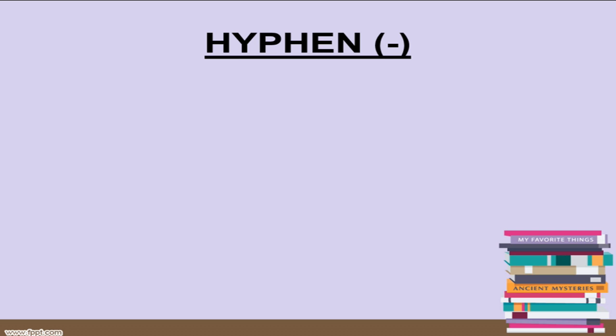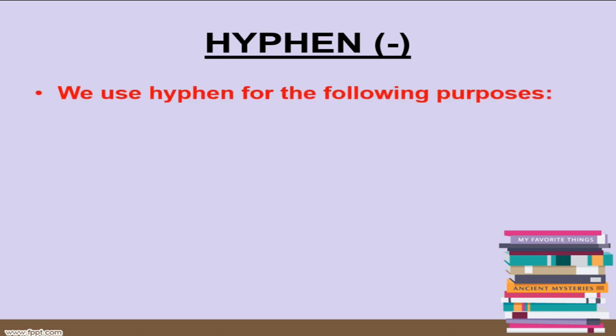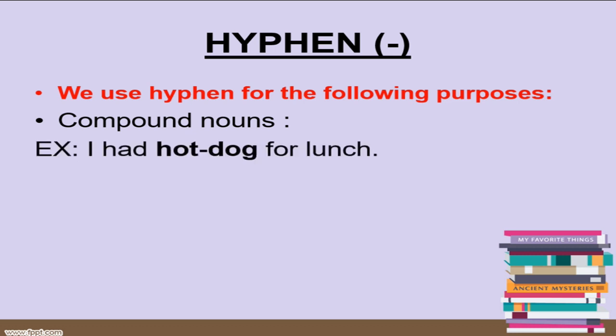Now, as we introduced the compound noun and the compound adjectives, let's see how many other forms for the hyphen. We use hyphen for the following purposes. The compound nouns, as we said before, for example, I had hot-dog for lunch. Hot-dog is adjective with a noun here. Imagine that we didn't use this hyphen. The example will be I had hot dog for lunch. There is ambiguity, because you may think that he had a real dog.